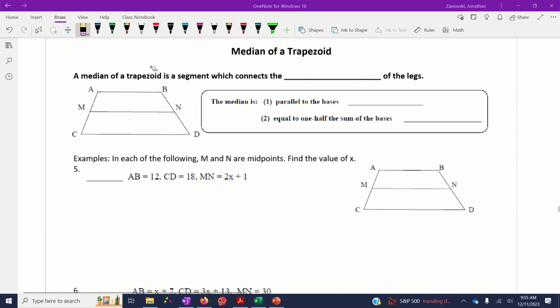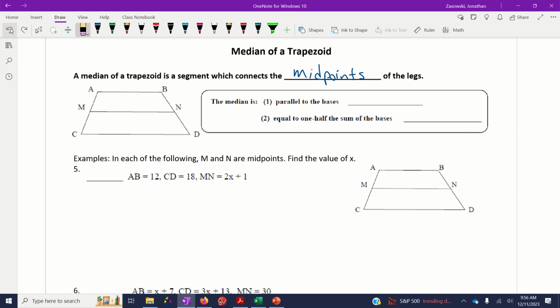Okay, so starting off with our median of a trapezoid. Remember, the median is the word for us that means the middle. What we're talking about is this middle segment, and MN essentially cuts through the middle of the trapezoid. It has to cut through the middle of the two legs. So the median is going to be the segment that connects through the midpoints of the legs.